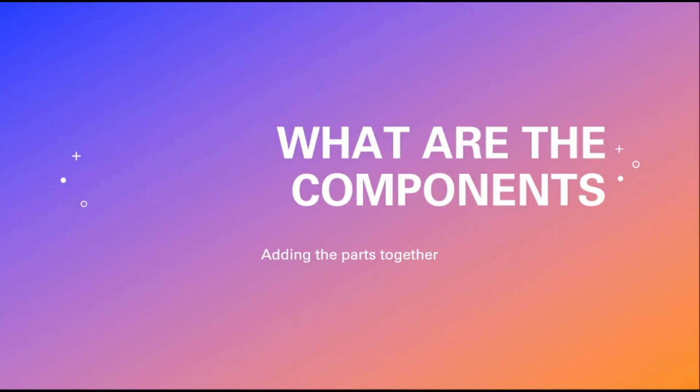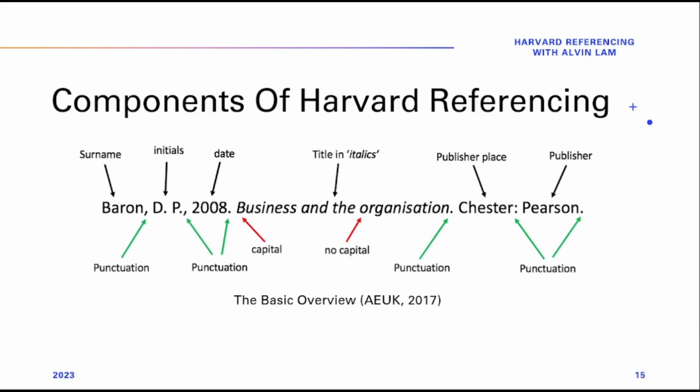Next, we will take a look at what the components are. By adding together all the parts, what are the components of Harvard referencing? All right, so the components look like this. You can actually find the entire paper talking about this particular component. So the citation link is here. Now let's take a look at the structure.